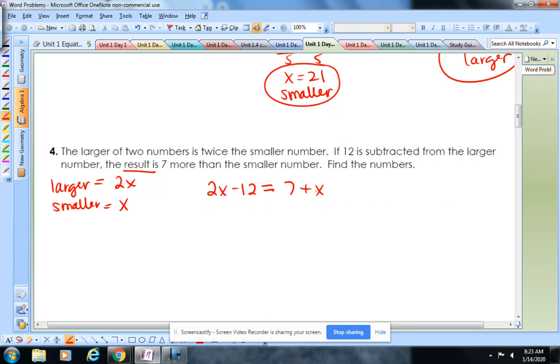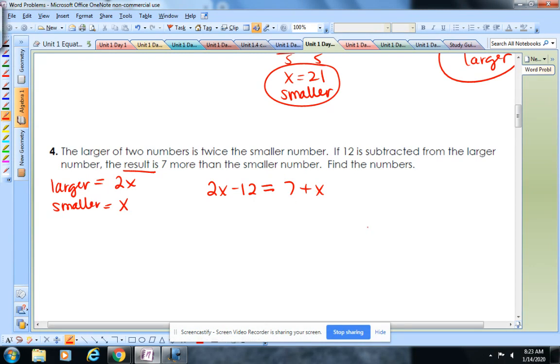Y'all see how I set up that equation? So you're looking for a clue word that means equals. Is means equals. The result is equals. The solution is means equals. Okay? Got it? So that'll tell you how to divide it up. All right. So any questions on how we wrote this equation? All right. Solve for x.